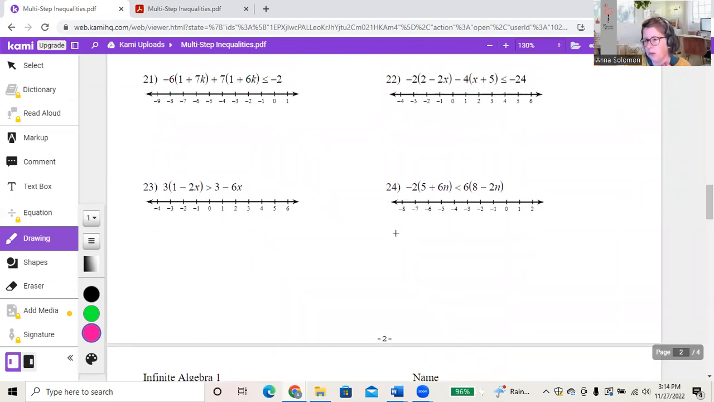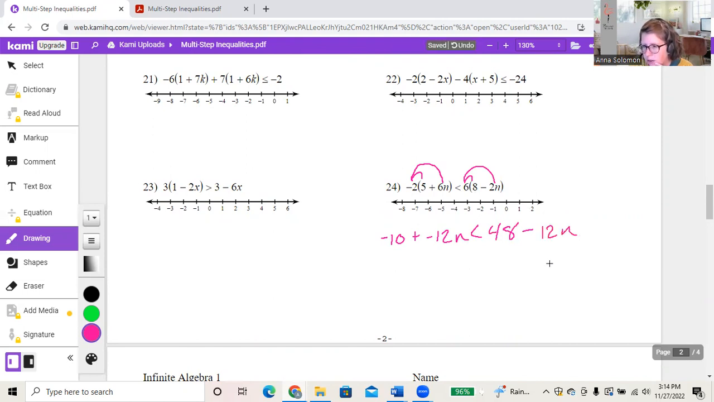All right, should be one of the most difficult. Let's see how bad it is. So we've got this whole situation. First things first, nothing to combine yet. So I'm going to multiply my numbers out to every part. So -2 times 5 is -10 plus -2 times 6 is -12n. See, that should be a minus, but plus and negative is the same as saying minus. So -12n is less than 6 times 8 is 48 minus 6 times 2 is 12n.